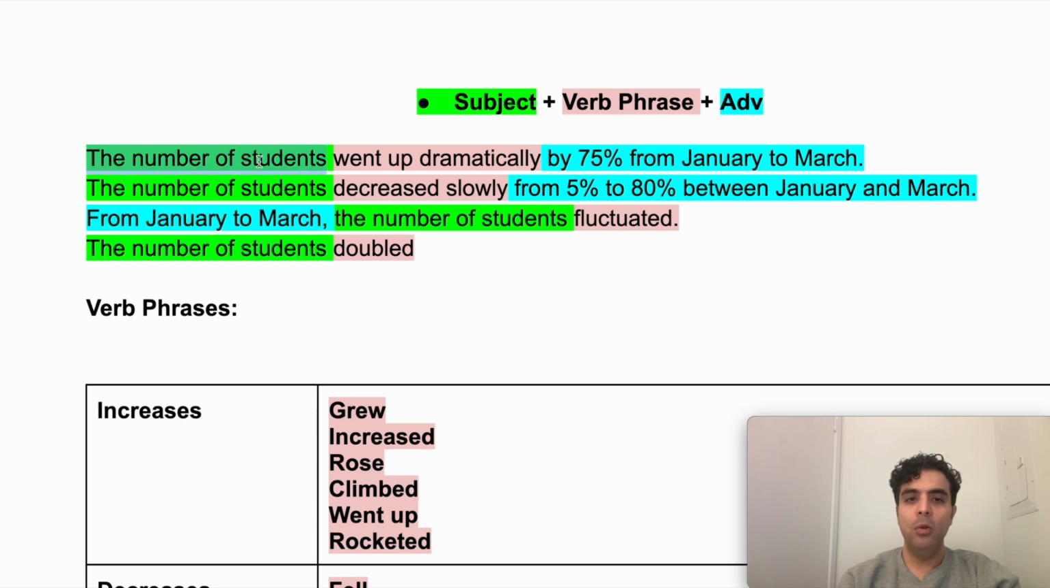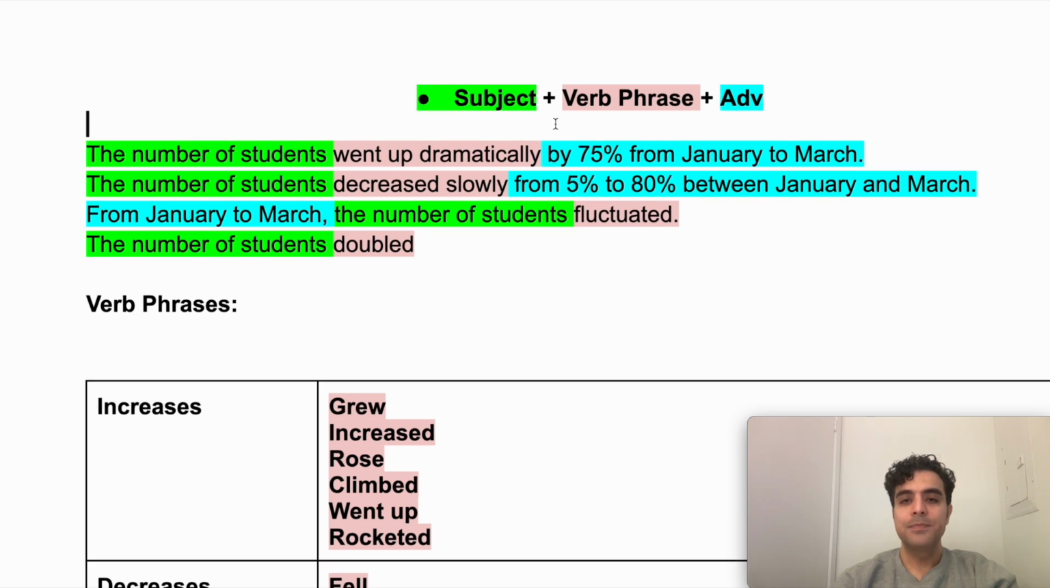And you could do this for any of these sentences. So here, for example, you could say the number of students went up dramatically by 75% from January to March, or you could say from January to March, the number of students went up dramatically by 75%. So here's a little tip that I want to share with you. Adverbs can move, right? Especially adverbs of time can be placed either at the end or at the very beginning of your sentence.